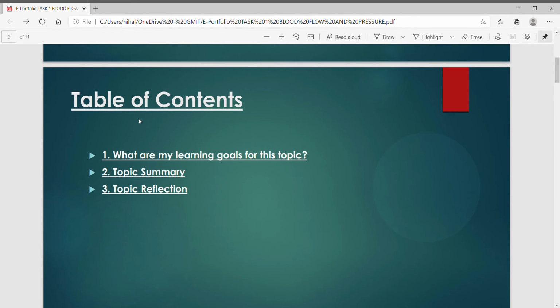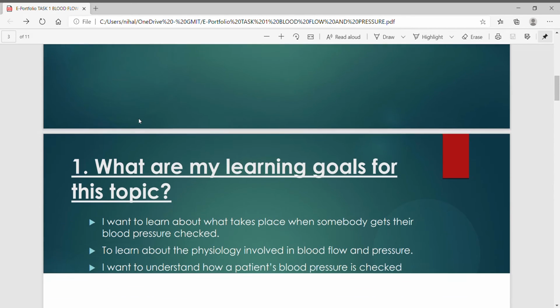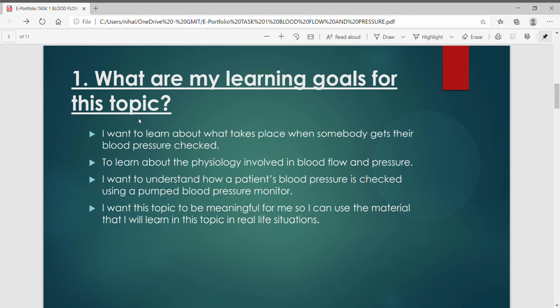There are three sections to this portfolio: my learning goals for this topic, the topic summary, and the topic reflection. To move on with the first part of the presentation, what are my learning goals for this topic?